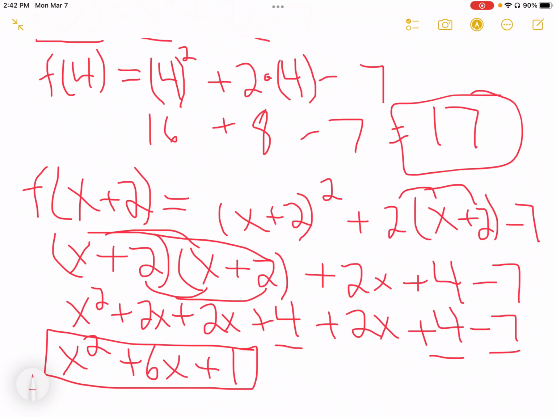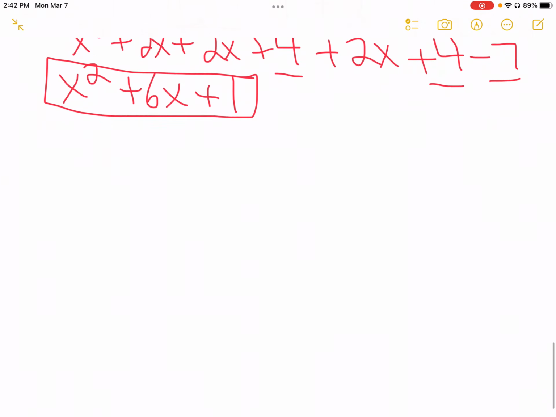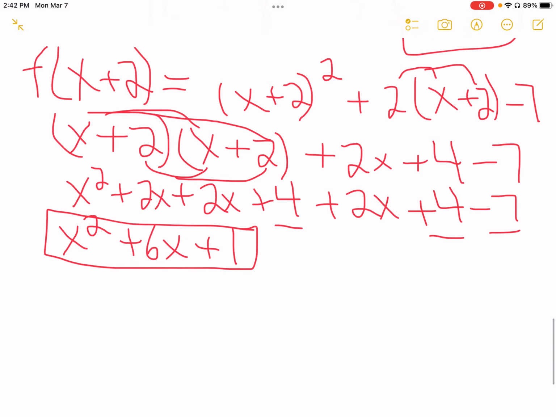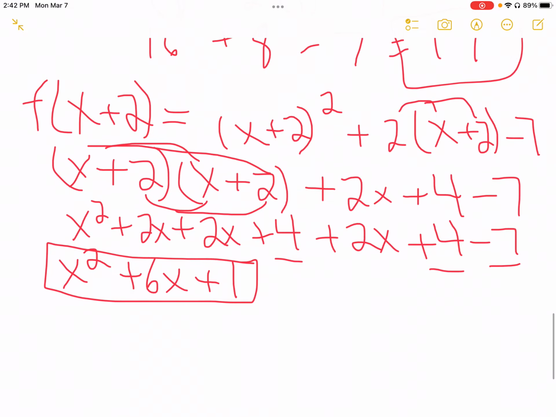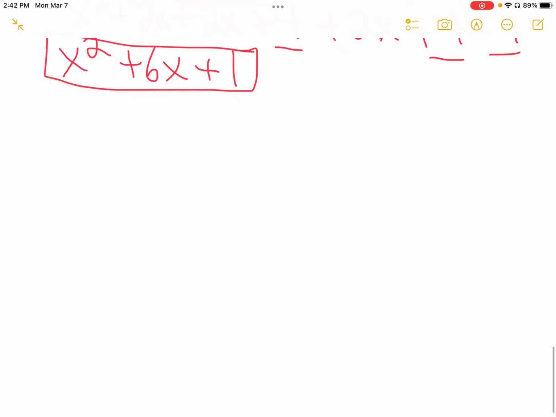Okay, so that's, I think, all the basics of input-output machines. There are other examples to peruse over as well. The second part of this lesson is about domains and ranges. So I'm going to scroll down here. So, domains and ranges.